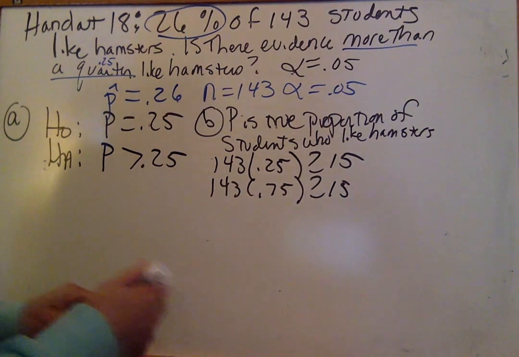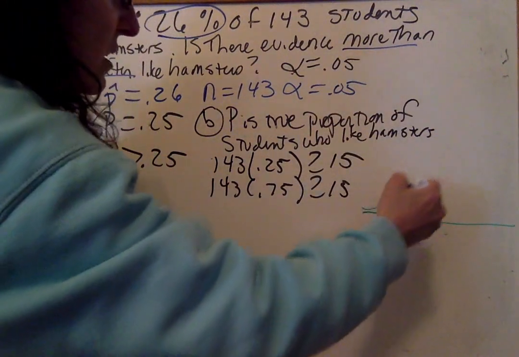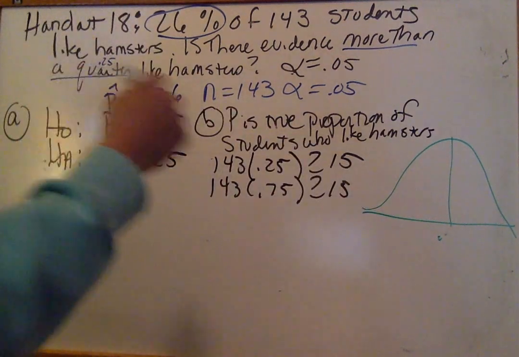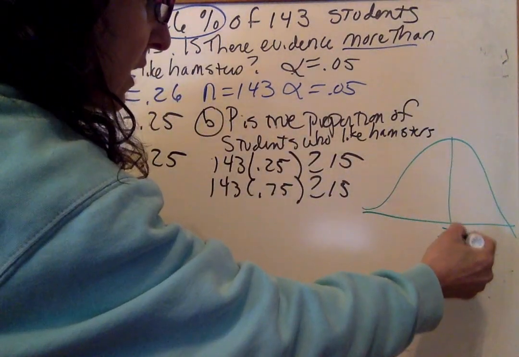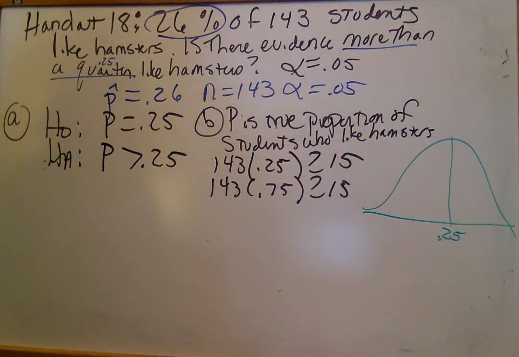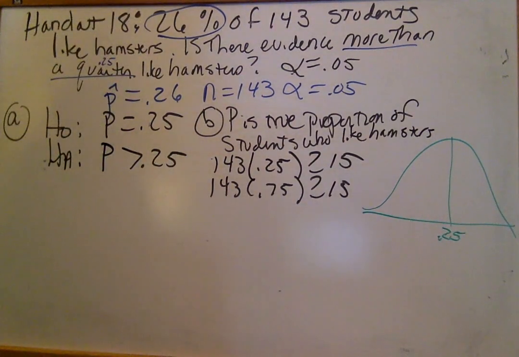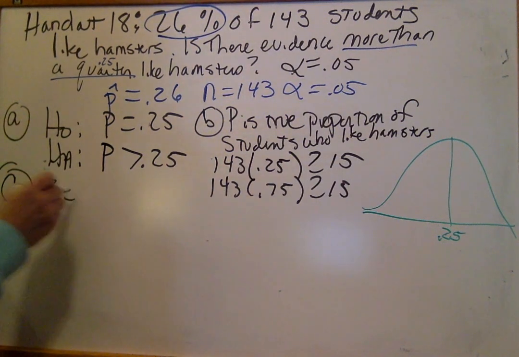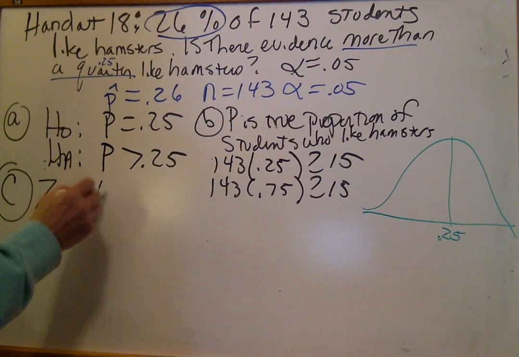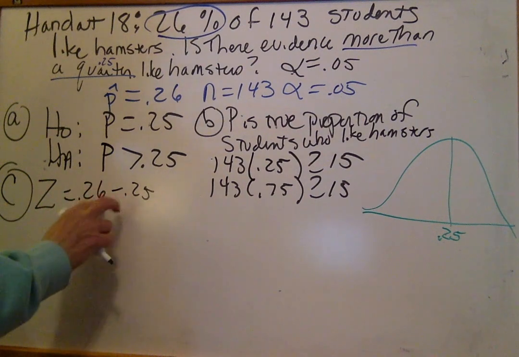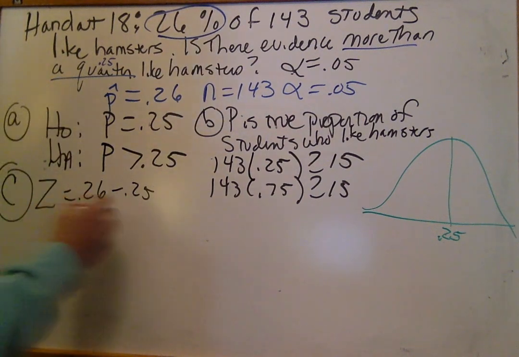Now, again, just that running picture to try to help you understand conceptually what we're doing. We're trying to figure out if it came from a curve at 0.25 or something bigger. Now, I do know that 0.26 is over here somewhere. I just don't know where yet until I do step 3 or C and I get my z value. P hat minus hypothesized value. You've got to make sure you put these in the right spots, or else it's going to mess up everything on the calculator.